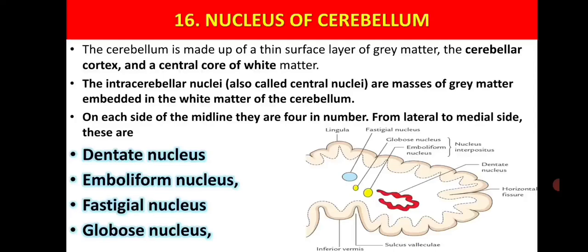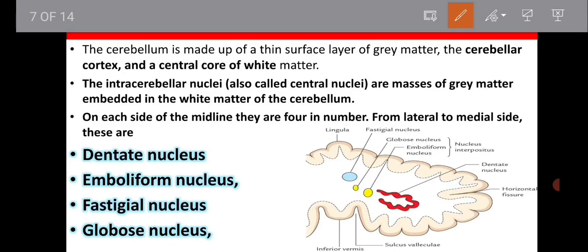So within the center core of white matter, intracerebellar nuclei are present. These are also known as the central nuclei. These central nuclei are masses of gray matter, and on each side of the midline there are four nuclei present.